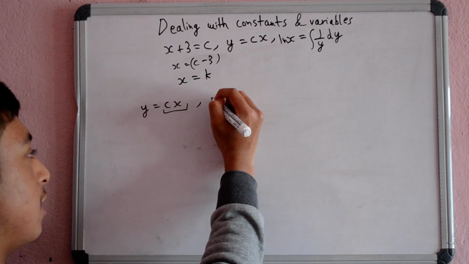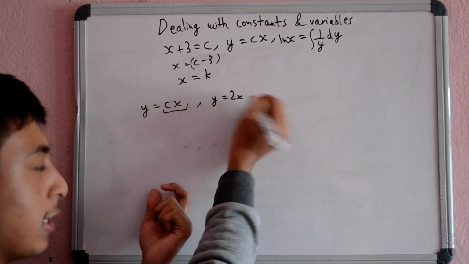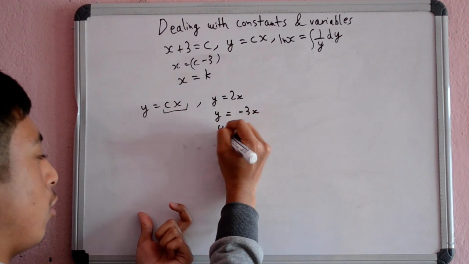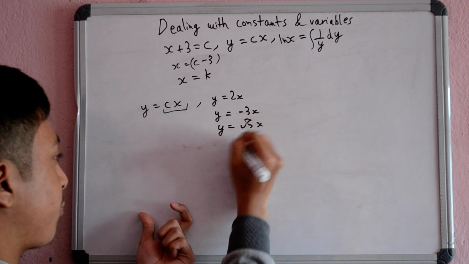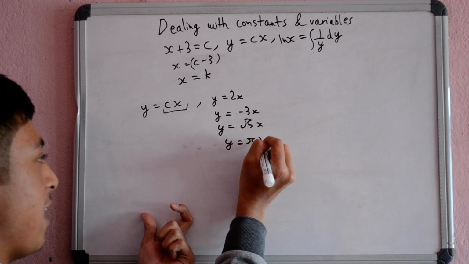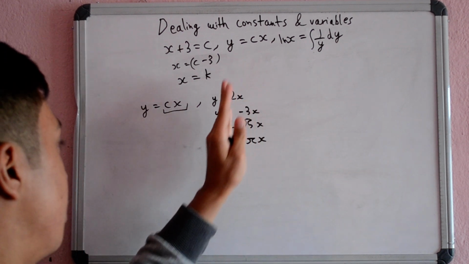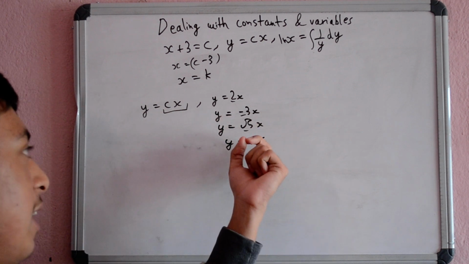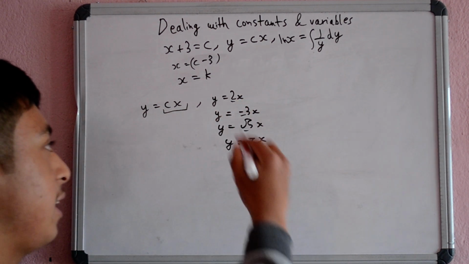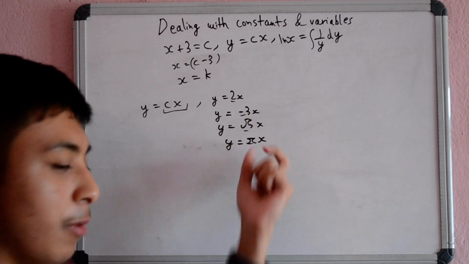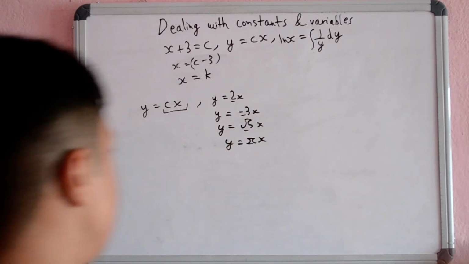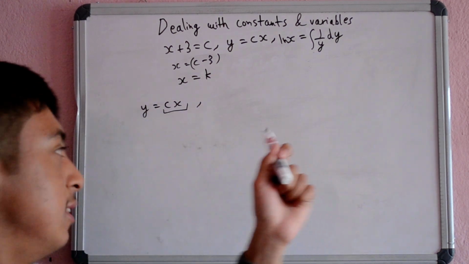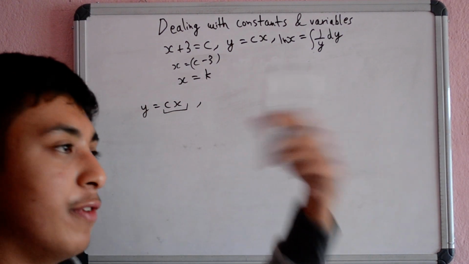So you can see it as y equals 2x, or y equals minus 3x, y equals root 5 x, y equals pi x, etc. So here these constants, well, they are just constants, right? They are just the coefficients of this variable x. So you cannot really change this cx into another constant or variable.